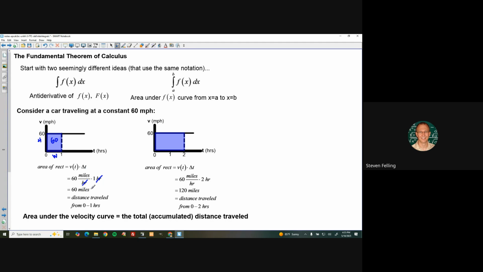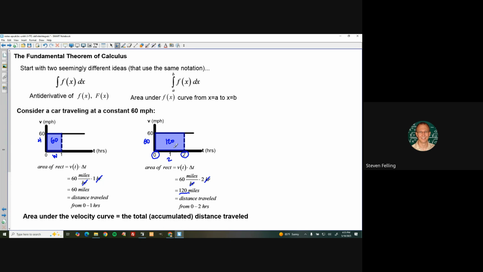So the distance traveled would be that we had traveled a total of 60 miles on that highway in the time from 0 to 1. Okay, if we instead decided to go from t equals 0 to 2 hours, then that means this height would be 60, and this width would be 2 hours, so 60 miles per hour times 2 hours, the hours would cancel, and we would have an accumulated distance of 120 miles. So this area under this velocity curve represents the amount of accumulated miles that we've traveled in that time frame.